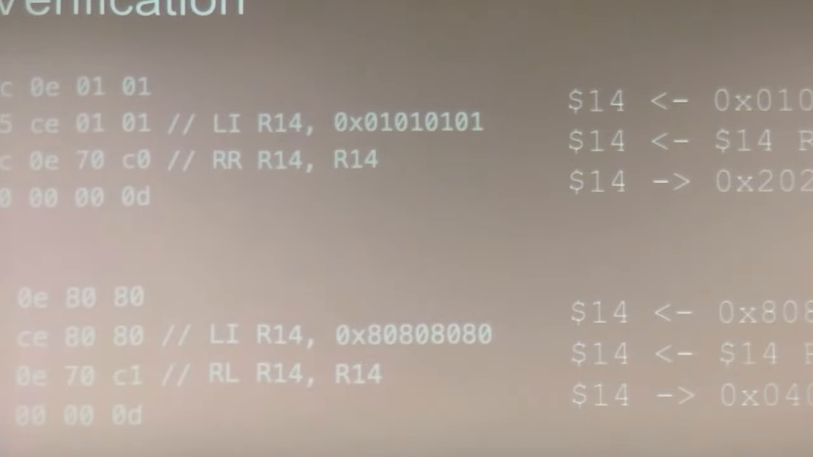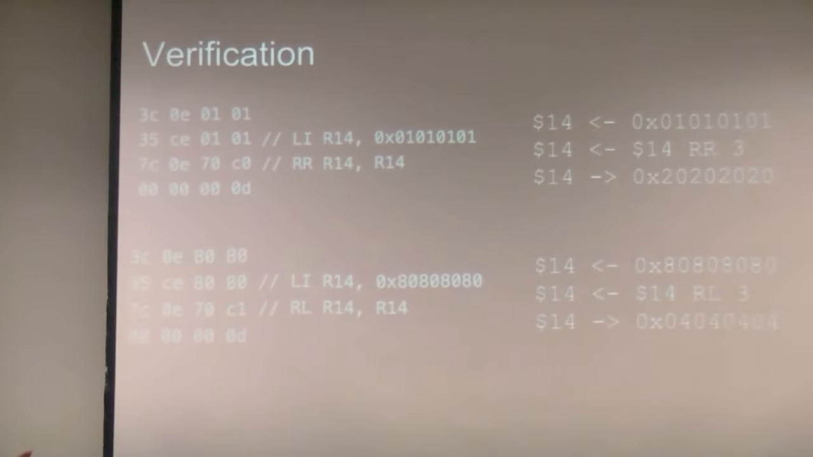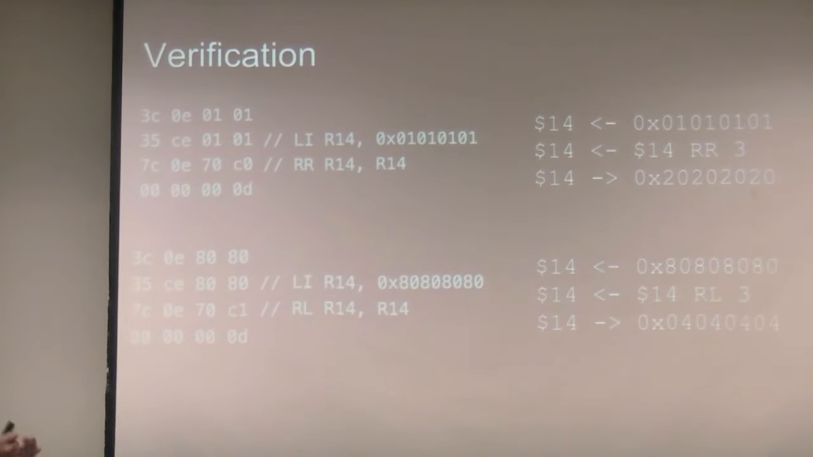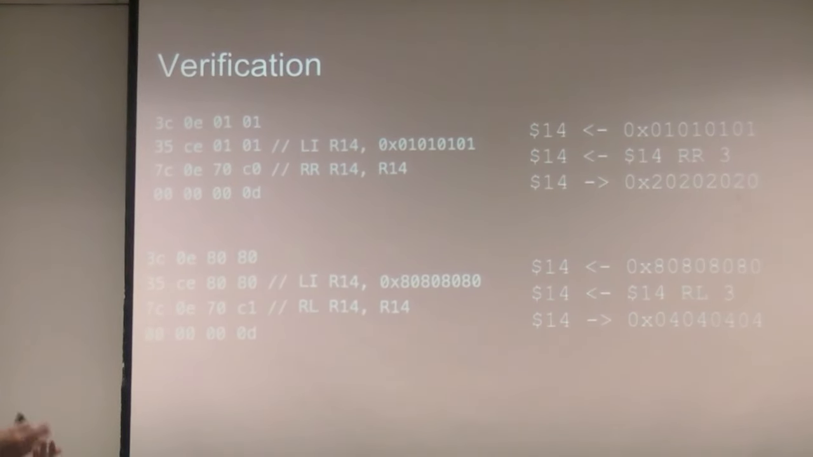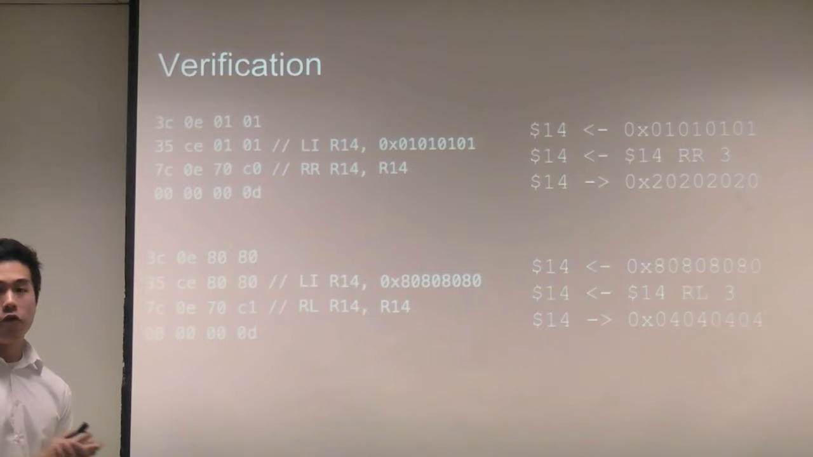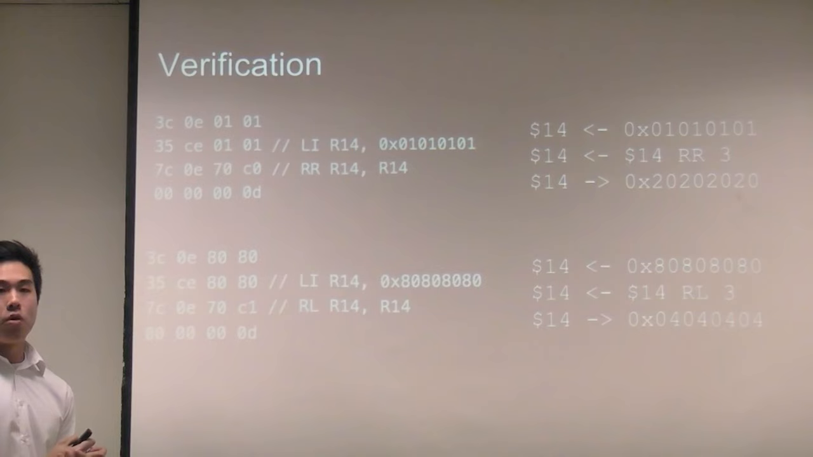So to verify these instructions, we first tried verifying the rotate right instruction. We initially loaded 0,1 into register 14, and we did a rotate right with a shift amount of 3 to test whether our shift amount works. And the output result should be a 2,0. For the rotate left, we loaded register 14 with 8,0, and we did a rotate left with a shift amount of 3, and the value displayed should be the result that we get.